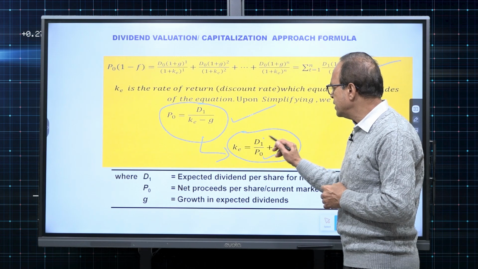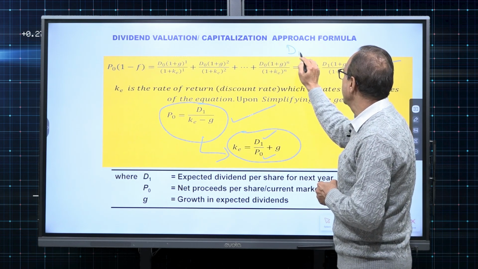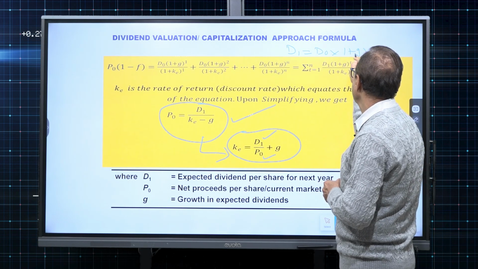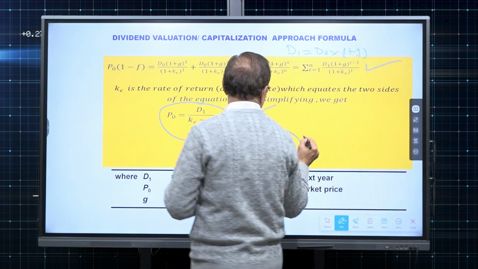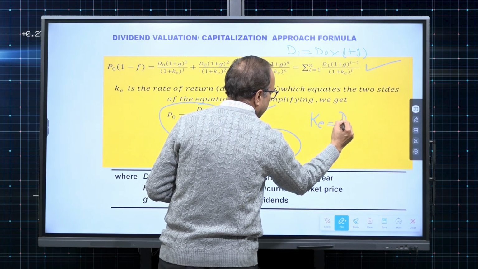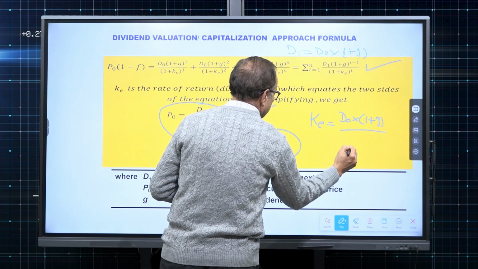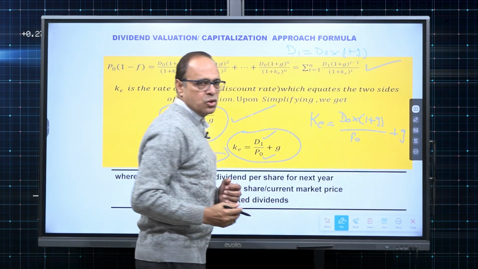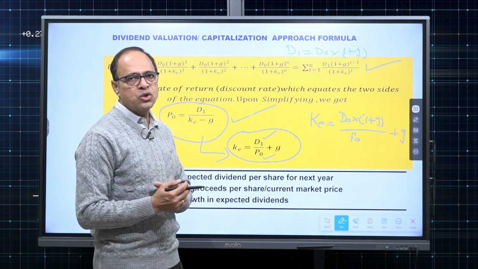Are we given D1 or D0? If D0 is given, we can convert that into D1. So D0 multiplied with 1 plus G will get you D1. It means we can have one formula like this also: KE is equal to D0 multiplied with 1 plus G, divided by P0, plus G. So use any formula; ultimately it is mathematics which will lead you to the answer of cost of equity.